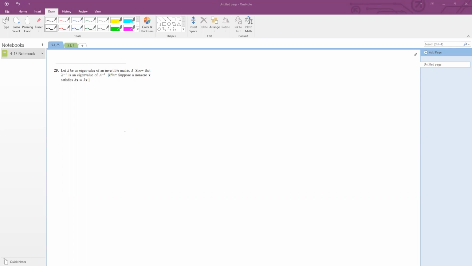Hey everyone. Today I have a couple problems for us to look at from the homework. To start, we have number 25 here from section 5.1. So this one is a proof.